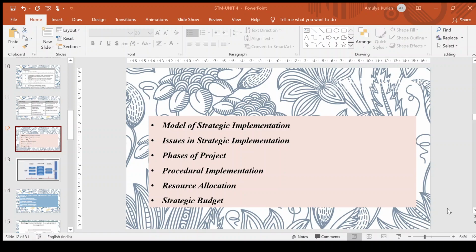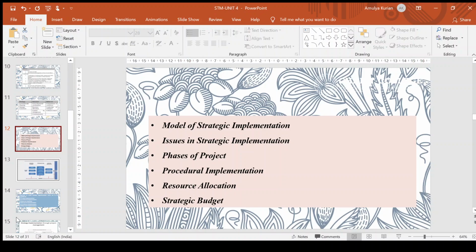Good morning, everyone. In today's session, we will be looking into the model of strategic implementation, issues in strategic implementation, phases of project, procedural implementation, resource allocation, and strategic budget. So let's see what is the model of strategic implementation.